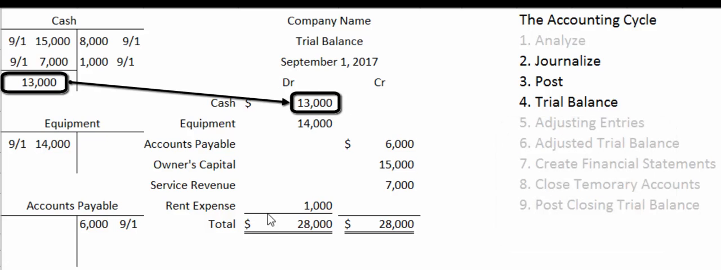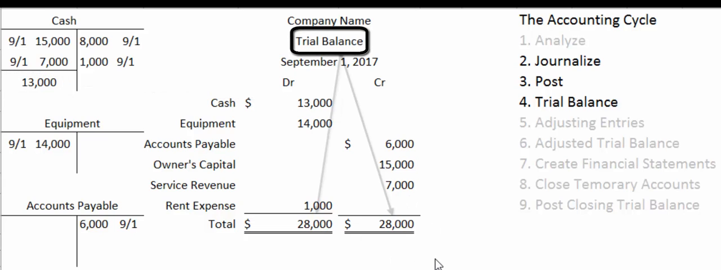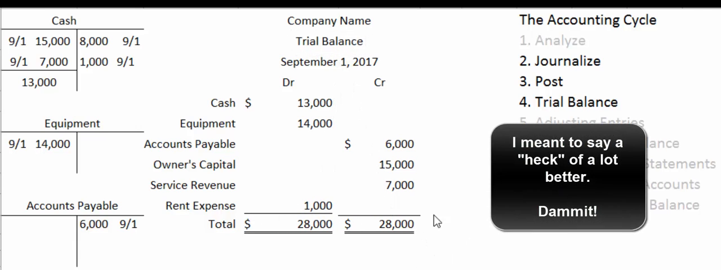So we add up all the debits, we get $28,000. Add up all the credits, we get $28,000. Does that mean we did everything exactly right? No, we might have debited cash when we should have debited accounts receivable. We could have made a mistake, but this is a lot better than having $32,000 here and $26,000 here. So we're on the right track.